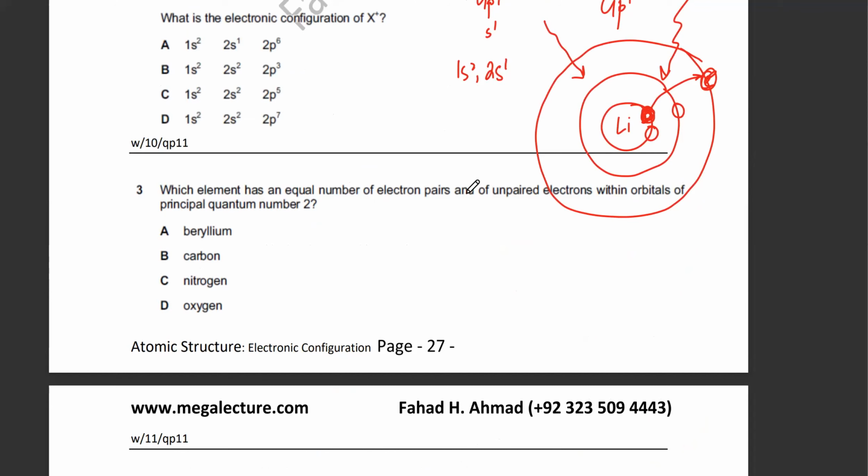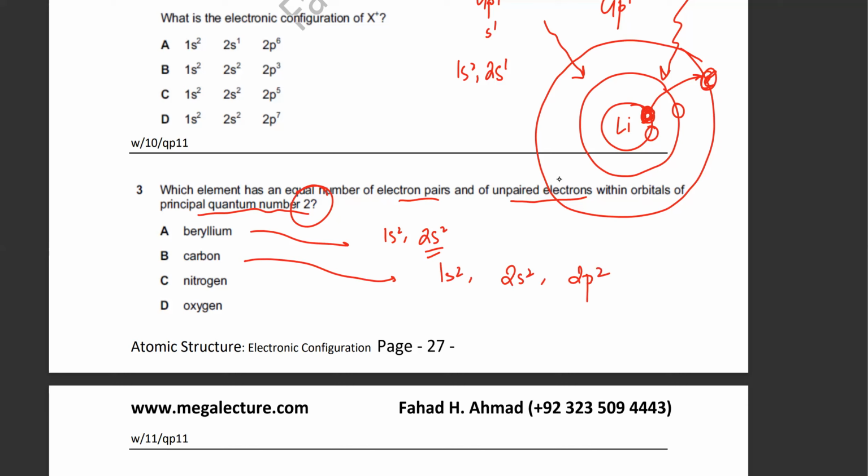Which element has an equal number of electron pairs and of unpaired electrons within orbitals of principal quantum number 2? That's the shell number. So he's saying equal number of electron pairs, like paired orbitals, and unpaired electrons. So equal number, starting with beryllium. Beryllium is 4 electrons, so that's 1s2 and 2s2. And he's only talking about the second shell. There's only one s orbital and that's 2 electrons in it. So it's only paired. There's no unpaired electron in it. Let's look at carbon. Carbon is 6 electrons, so that's 1s2, 2s2 and 2p2.